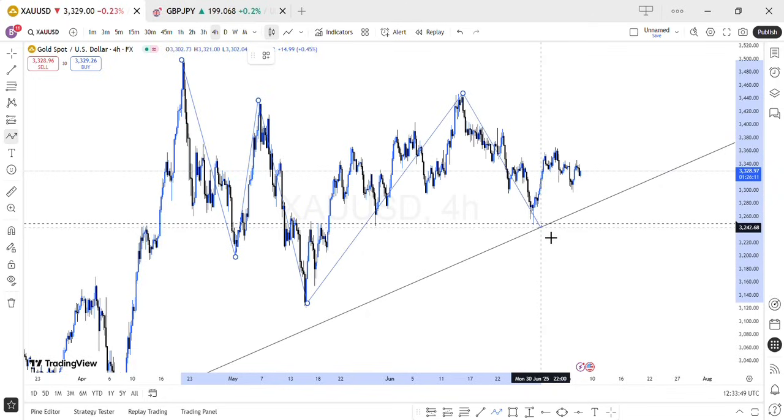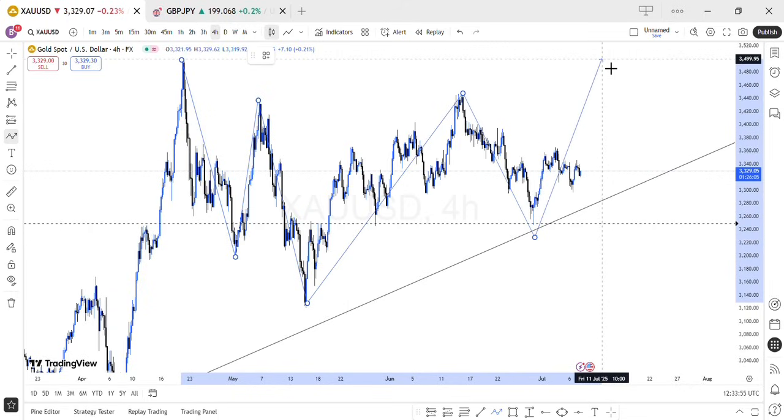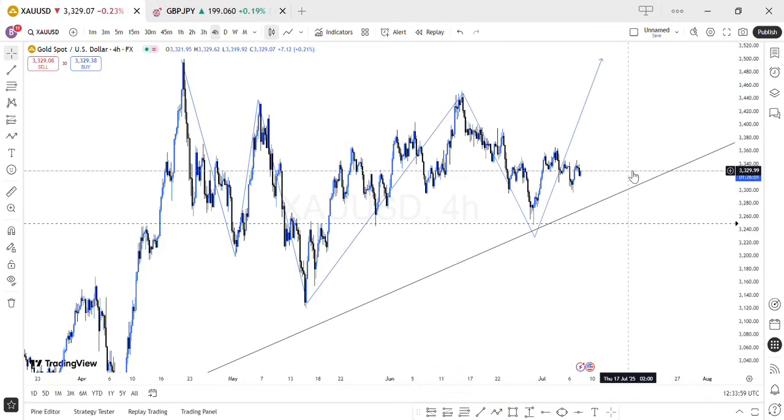So what is this saying? It's saying that price is basically still going to come down to this level that you're seeing here before price moves back up. I don't know if you all understand the issue, but I'm going to explain more.